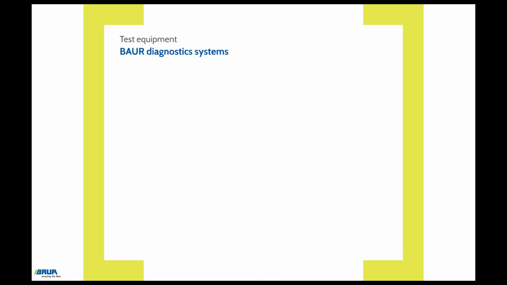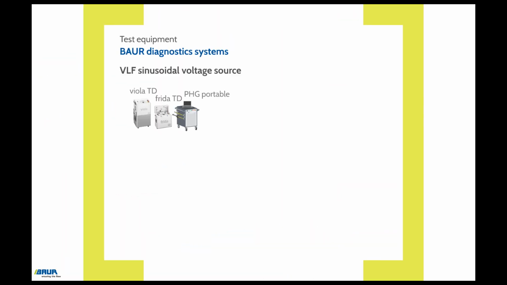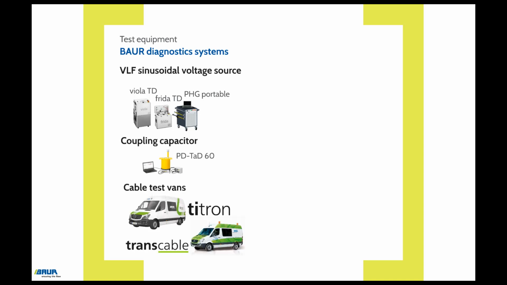To perform measurements like the one described in the example, a VLF sinusoidal voltage source is required, such as Frida TD, Viola TD, or PHG from BAUR. With the PDTAT 60 partial discharge diagnostic system and a PC to control it, the measurement of the dissipation factor and partial discharges can be performed in parallel. This is also used as a system in the cable test vans.